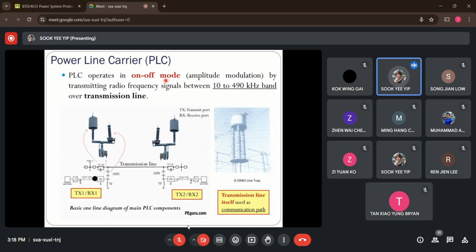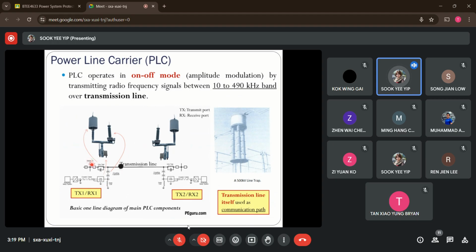Another name for it is amplitude modulation at a certain frequency value, whereby you can select between this range of 10 to 490 kilohertz of bandwidth over the transmission line. So let's check out these figures again. It's showing a single line diagram of the main components that you can find for power line carriers.